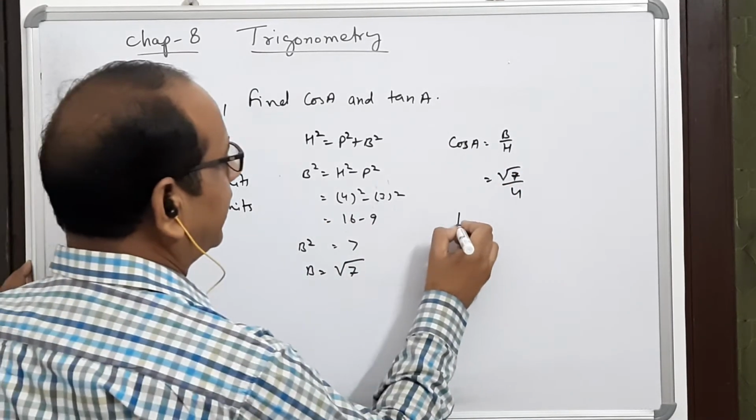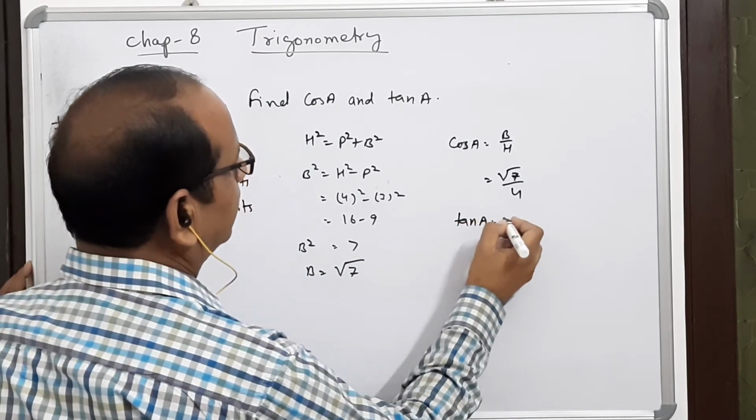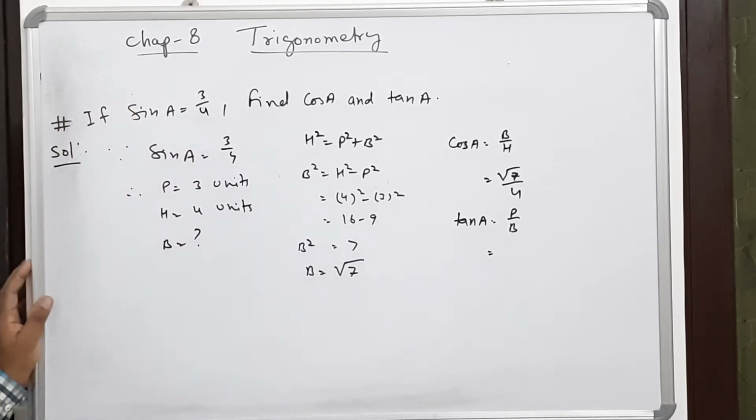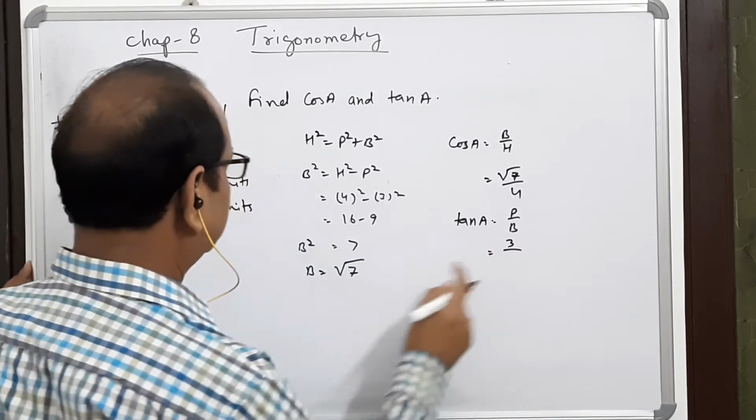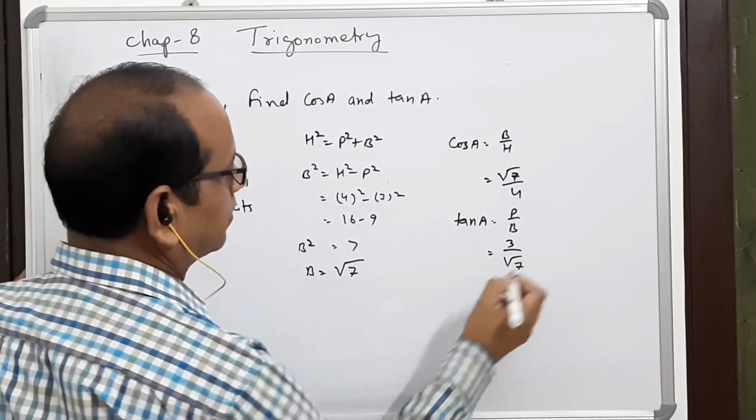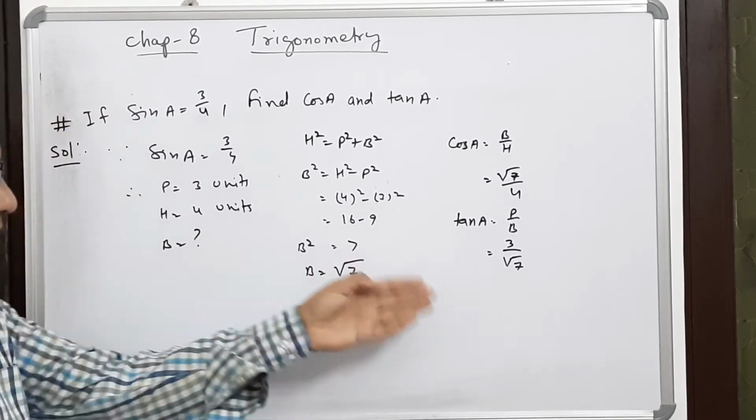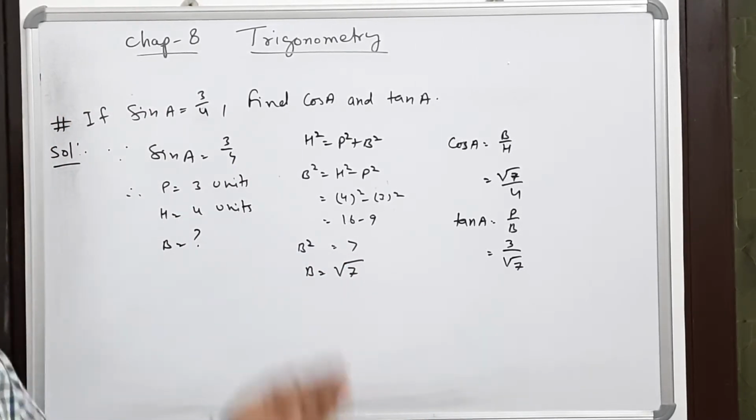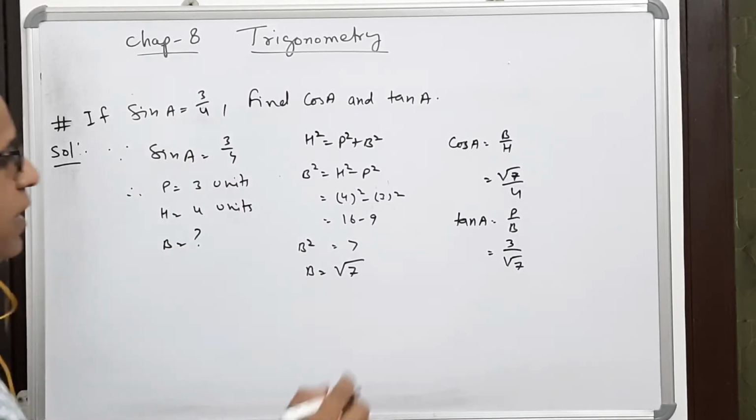What is the value of tan A? The value of tan is p upon b. You have to learn the formula very nicely. P upon b. So the answer is 3 upon root 7. If we have to calculate the other 3 trigonometrical ratios, we can calculate those also. Although it is not asked here, I am explaining it to you.